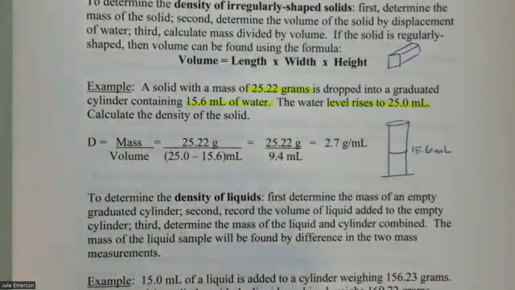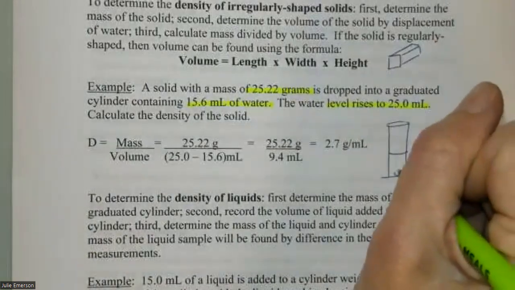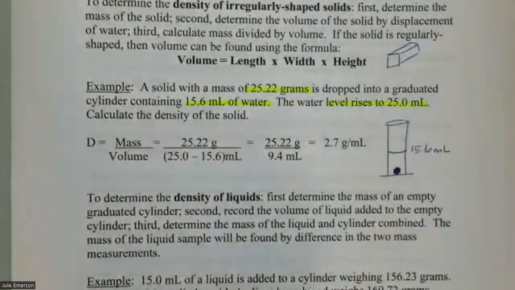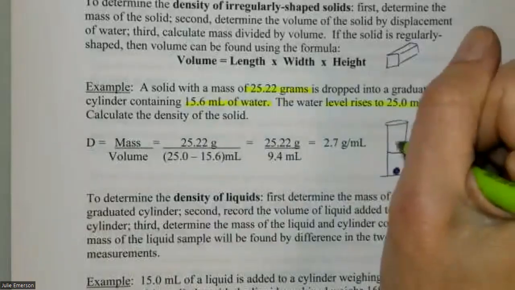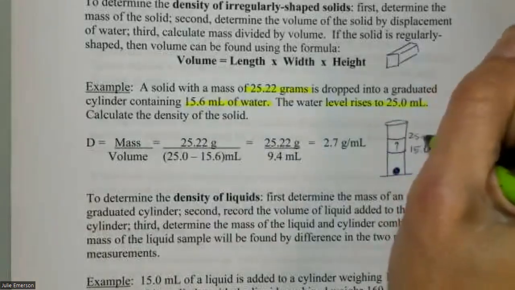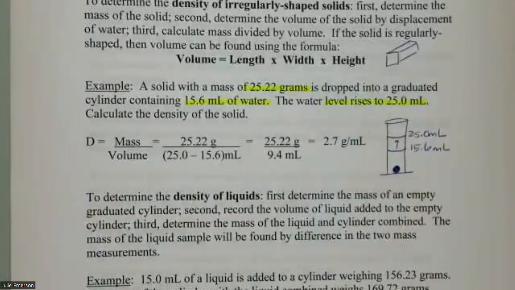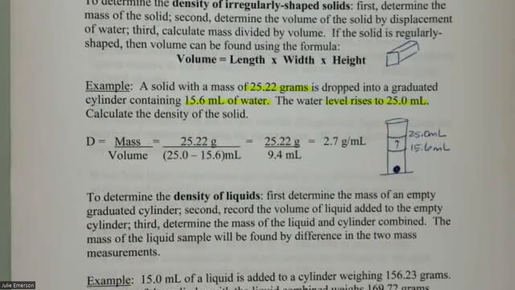Then what we'll do in lab is we'll put that metal object or glass sphere, whatever it is, into the graduated cylinder. And of course, the water level goes up, right? It rises to 25.0 milliliters in this case. And the way I always thought about it is the volume of water that moves out of the way must be the volume occupied by the solid. That made sense to me.